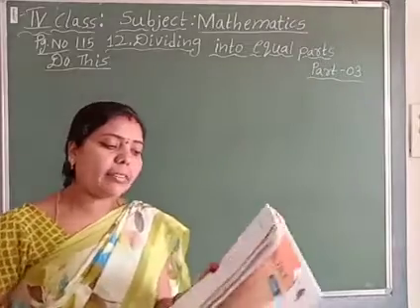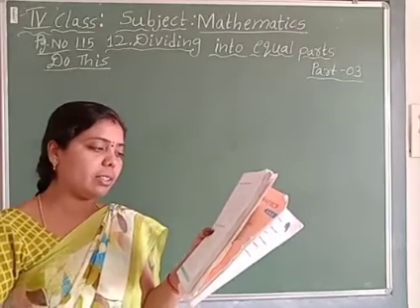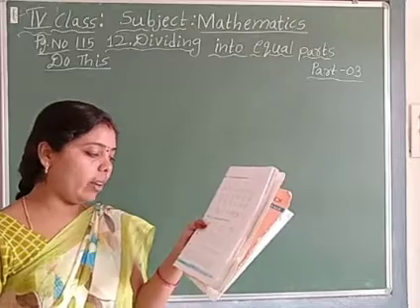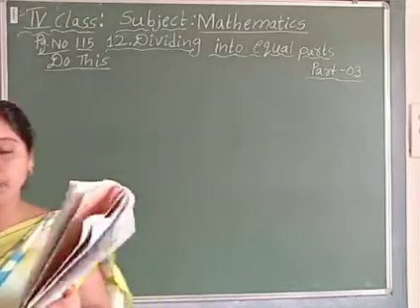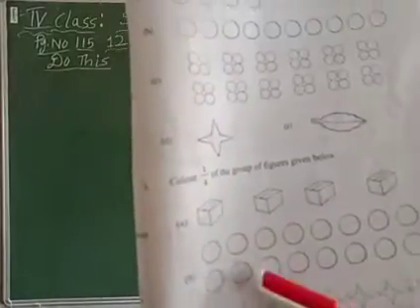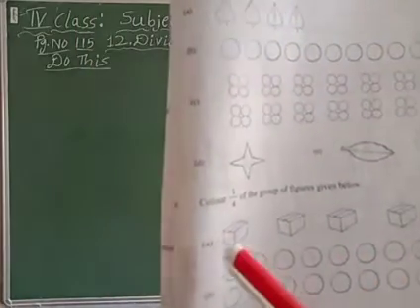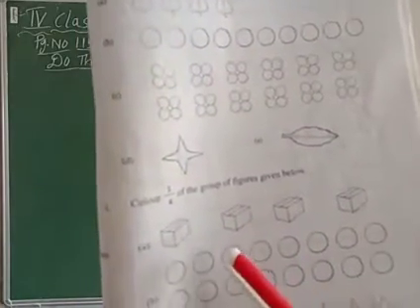See here. Color 1/4 of the group of figures given below. They are given now. So 1/4 part. See here, all of you. See this picture, children. They are having 4 figures. In these 4 figures, 1/4 part. So total parts 4. In that 4, 1 part we will shade. So this part we will shade. Any part. Okay. Here also, some circles are given now.